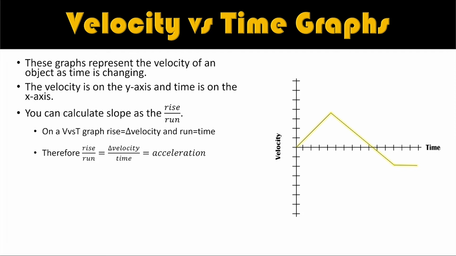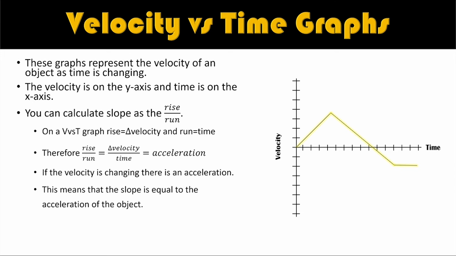Rise over run is equal to the change in velocity divided by time, and that's the equation for acceleration. So if you find the slope on a velocity versus time graph, you found the acceleration. And if the velocity is changing, there's an acceleration. So if there is some sort of slope, that means the velocity is changing. Therefore, we have acceleration of an object. Now, another thing that's very interesting on a velocity versus time graph, and you want to keep this in mind, the area between the line and the x-axis actually tells you the displacement. So if you can find that area underneath, you found out the displacement of the object.